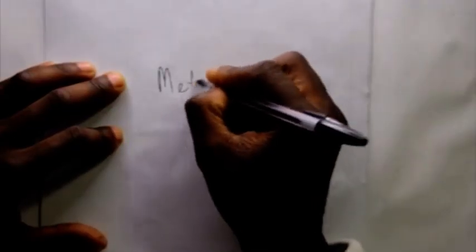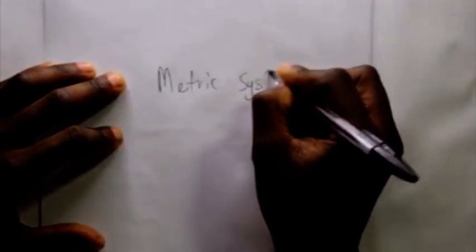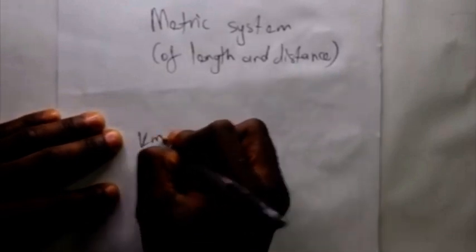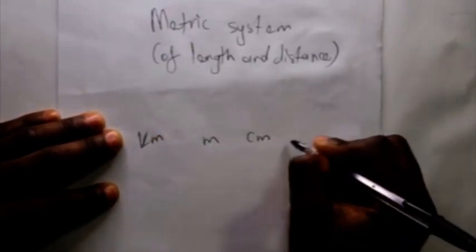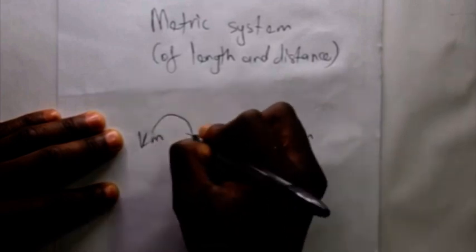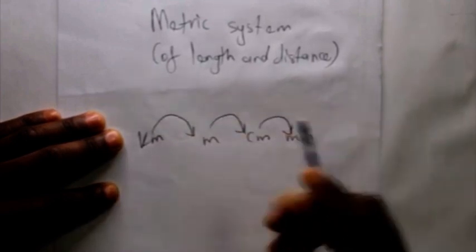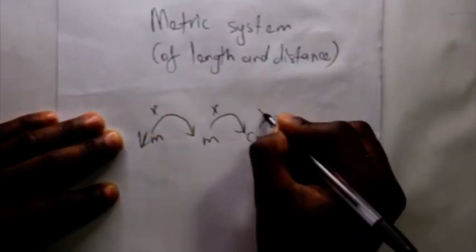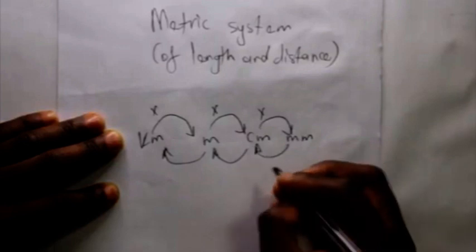Metric system for length and distance, which goes by as kilometers, meters, centimeters and millimeters. Starting from a larger unit to a smaller unit, we multiply. Starting from a smaller unit to a bigger one, we divide.